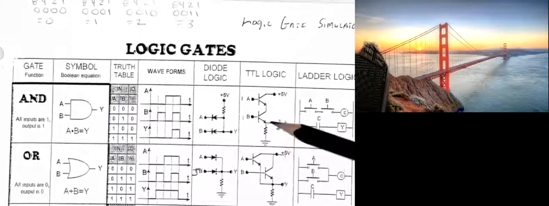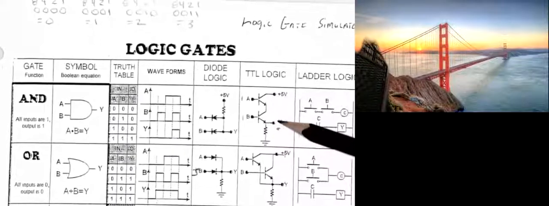Right now, our Y is low because if this was 0 or this was 0, our Y would be sitting at the same potential as down here. So only if both of these go high, that 5 volts is then kind of transitioned across the resistor and the Y goes high.